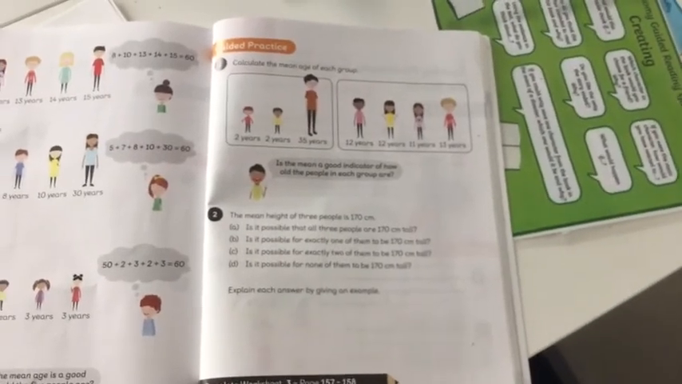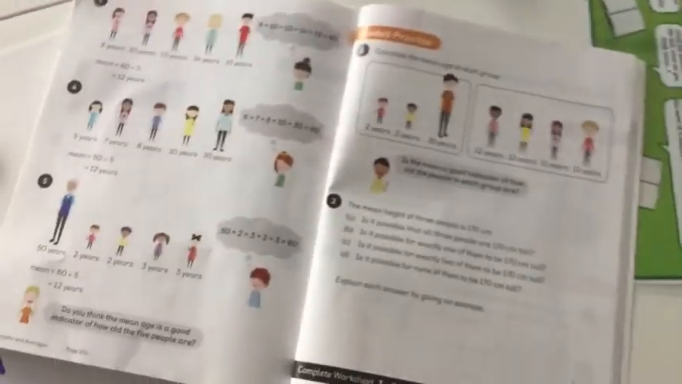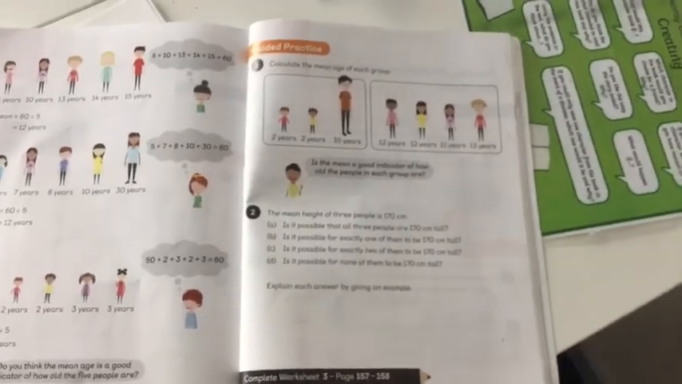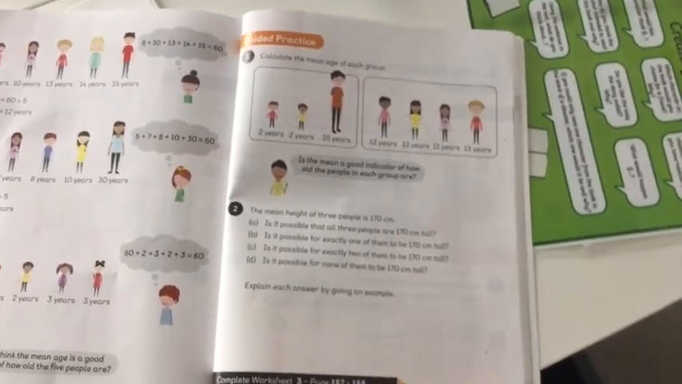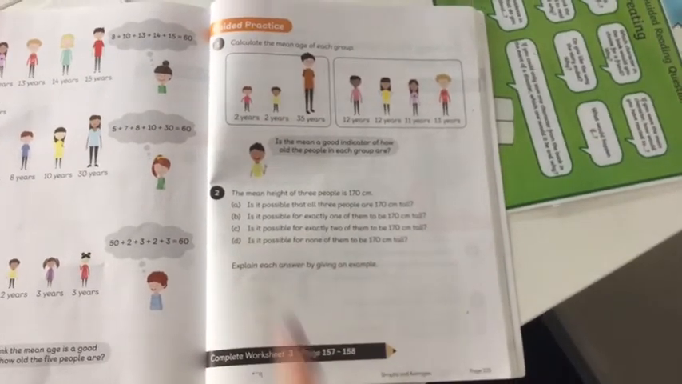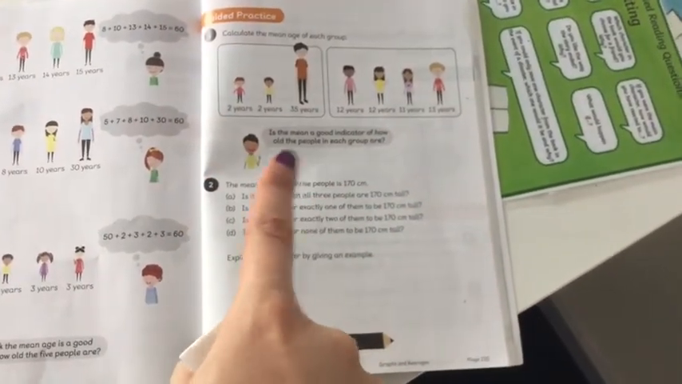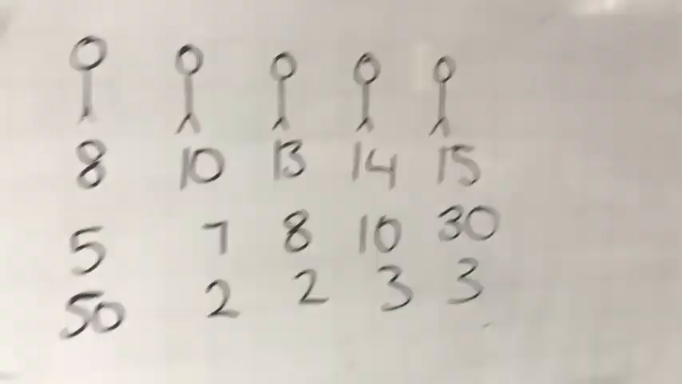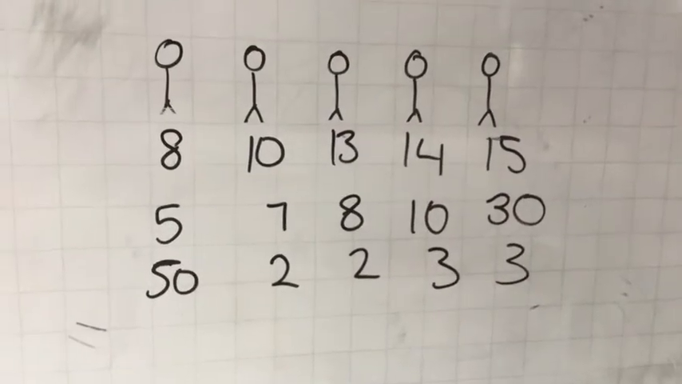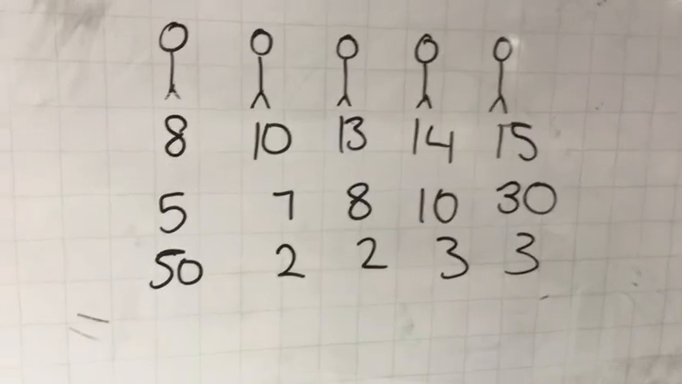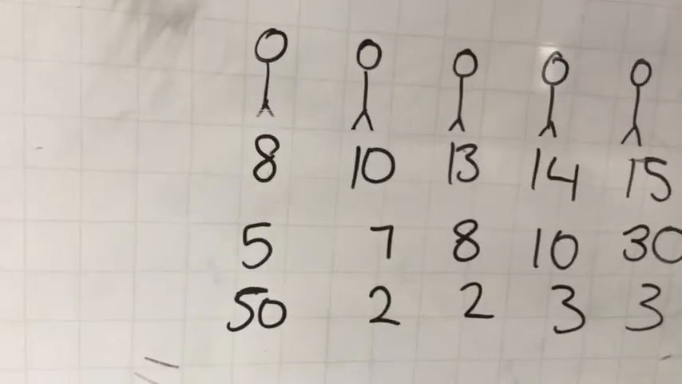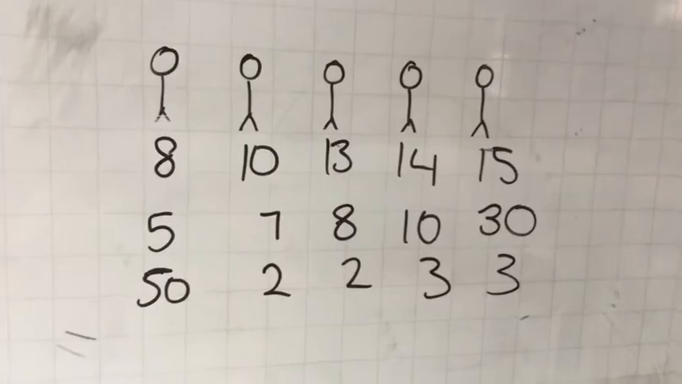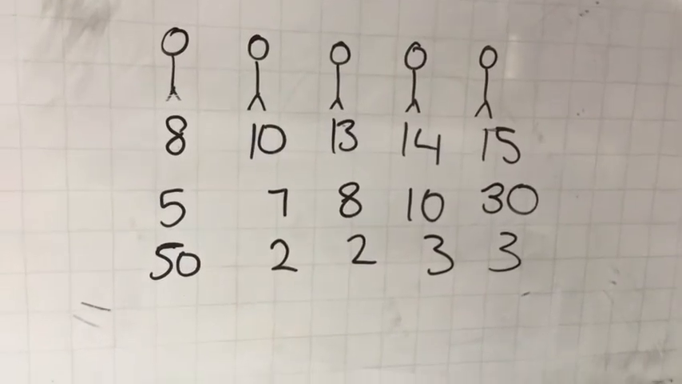So what you're going to do now is have a look at the guided practice that will be in your book, and you're going to calculate the mean age of each group, and then you're going to answer question 2. The mean height of 3 people is 170 centimetres. So you're going to try and answer these possibilities in the same way that we've done this on the board. You could have those 3 people and you could just make some sums, make them add up to 60, because you know 60 divided by 5 is 12. What divided by 3 gives you 170 maybe?